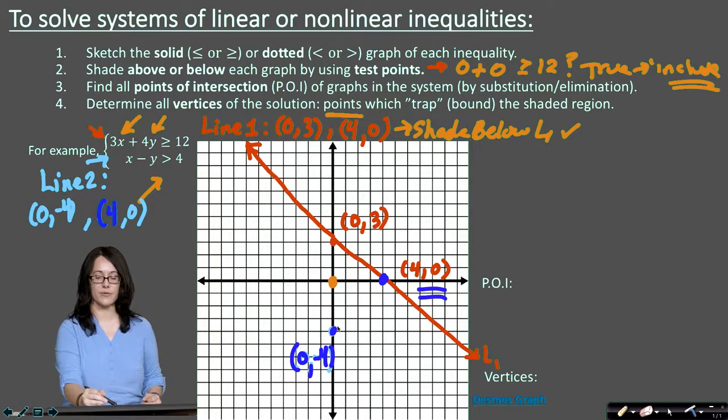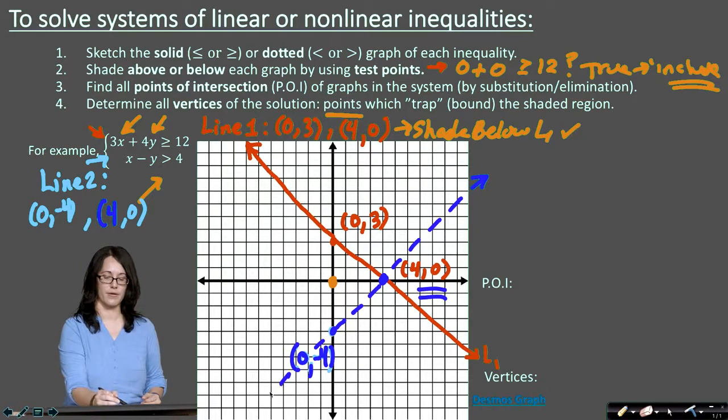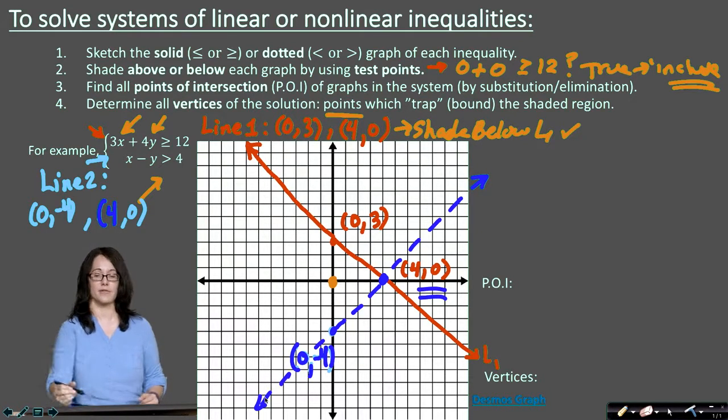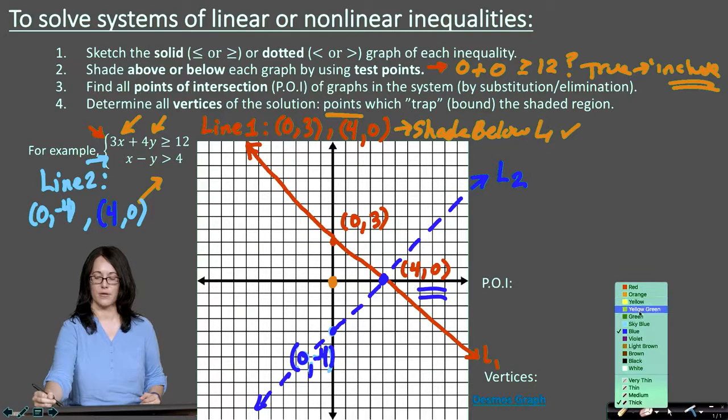Okay, now these two lines, I need to now draw a line through it. The second line should be dotted, indicating that the solutions will not be on that line, but rather that is a boundary. Okay, now this is our second dashed line, line 2 there, L2. As far as shading is concerned, we now need to think about where makes the most sense to shade.